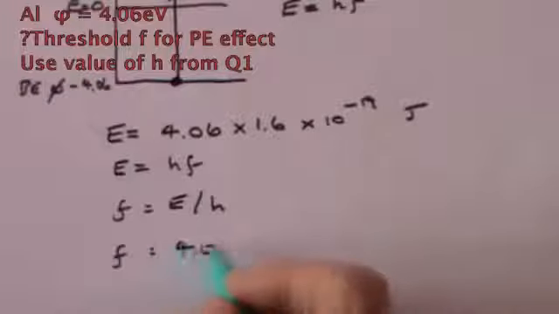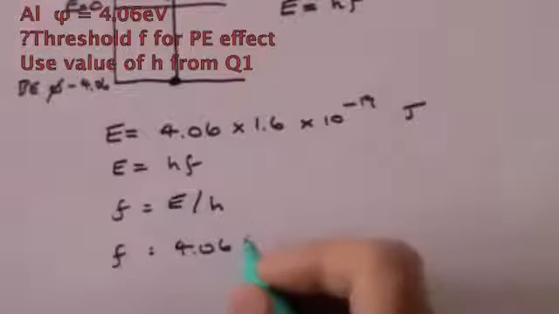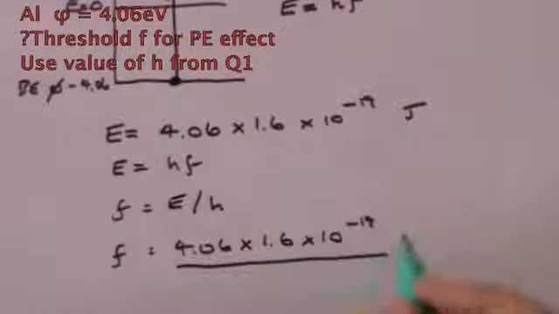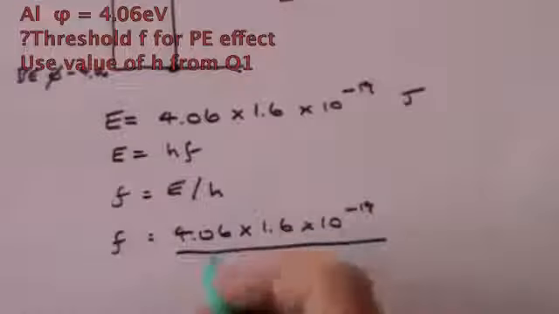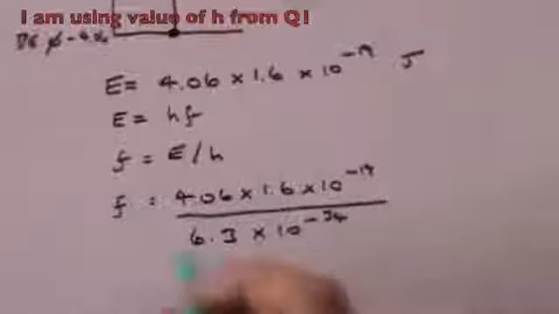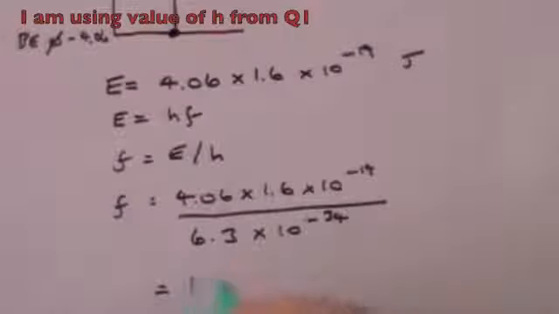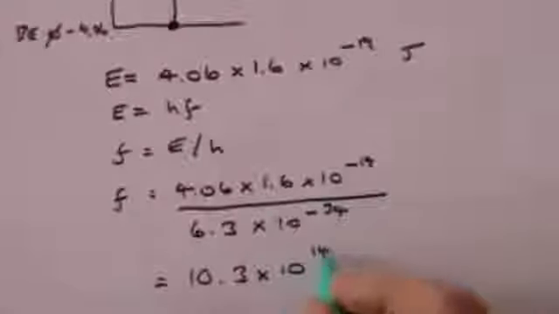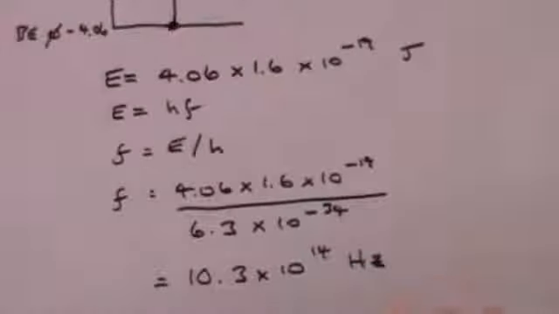frequency is 4.06 times 1.6 times 10 to the minus 19 divided by Planck's constant, which we can take as 6.3 times 10 to the minus 34. And I think if you calculate that, you will get 10.3 times 10 to the 14 hertz. So that is the threshold frequency.